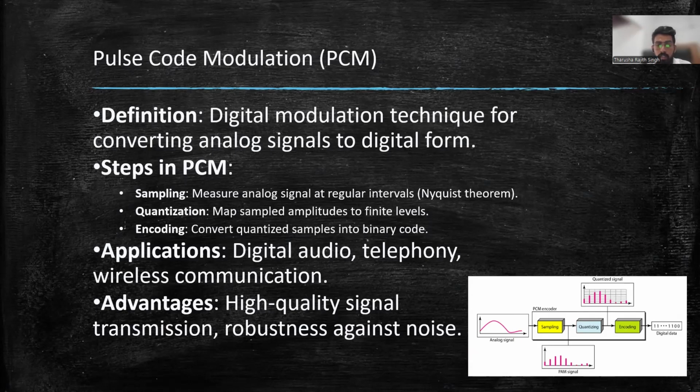So in conclusion, pulse code modulation is a fundamental technique in digital communication, enabling high quality and noise resistant transmission of analog signals in digital form. Its applications in digital audio, telephony, and wireless communication highlight its importance in modern communication systems.